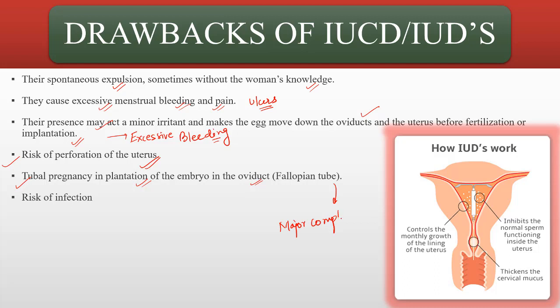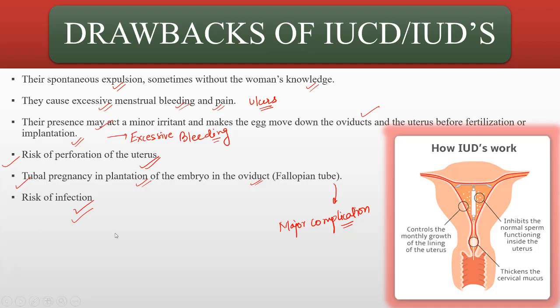because the fallopian tube does not have that much space, neither can it come up with the villi and all. Okay, so that part of the fallopian tube is removed, and if the fertilized egg remains viable, living, then only it can be implanted. Okay, so it has the risk of infections as well. So all these are different drawbacks of intrauterine contraceptive devices or IUDs, meaning bleeding, pain, tubal pregnancy, risk of perforation of the uterus, and risk of infection.